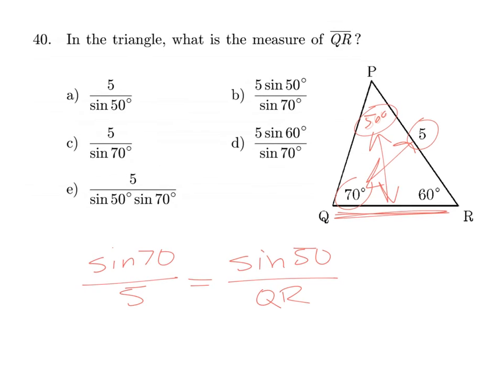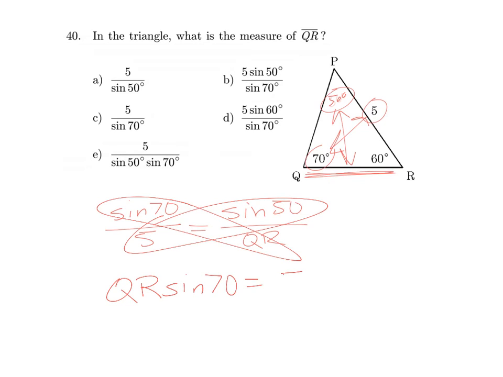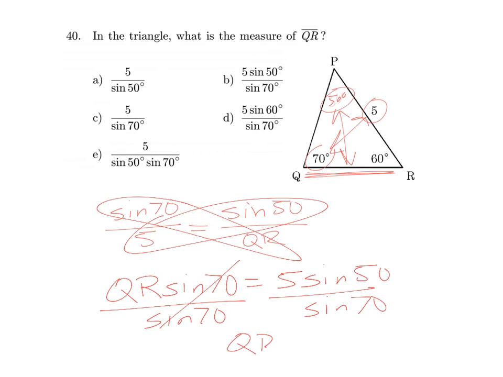Applying the law of sines once again. So I have QR times sine of 70 is equal to 5 times sine of 50. Divided by sine of 70. And QR is equal to, I do not have to figure this out. It's a multiple choice problem. So my answer is B. Done.